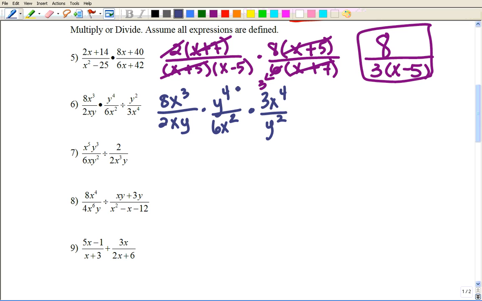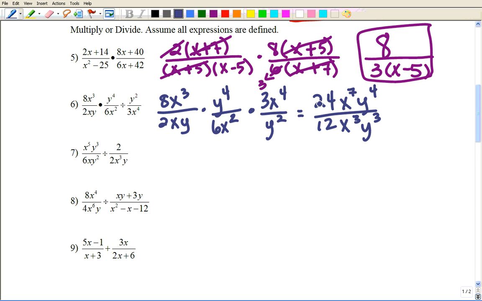More than welcome to cancel things out, but I'm afraid that I may lose track of everything, so I'm just going to multiply everything straight across into one big fraction. So then I'll have 8 times 3 is 24. X cubed times x to the 4th is x to the 7th. And I've got y to the 4th over 2 times 6 is 12. Oops. Let's not go in out of order. X times x squared is x cubed. And then y times y squared is y cubed.